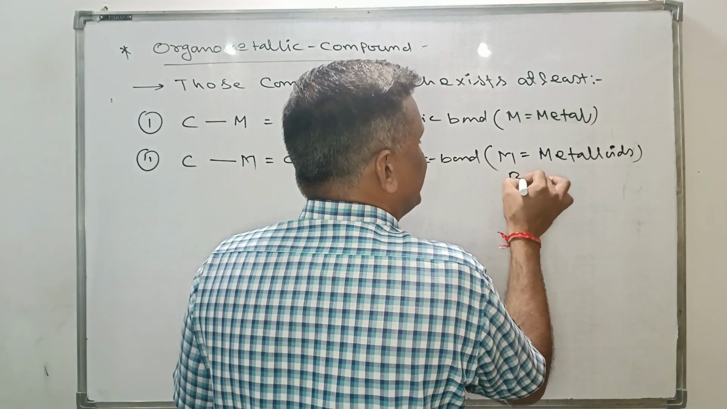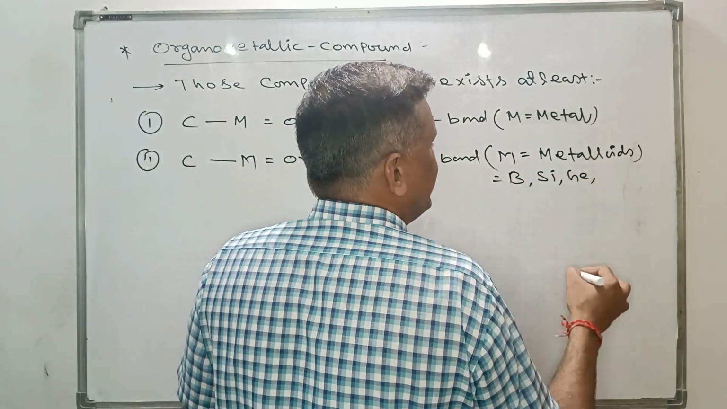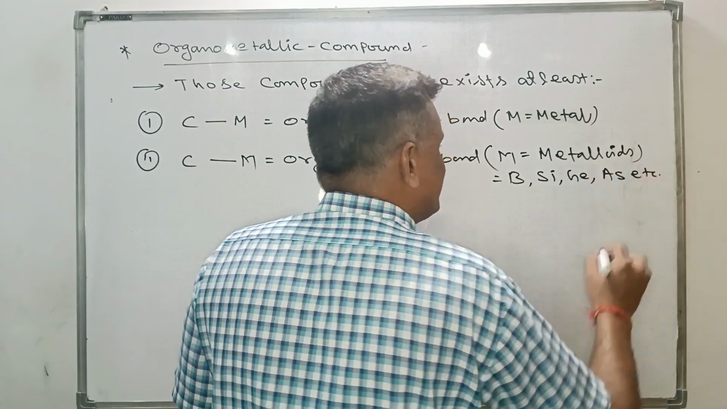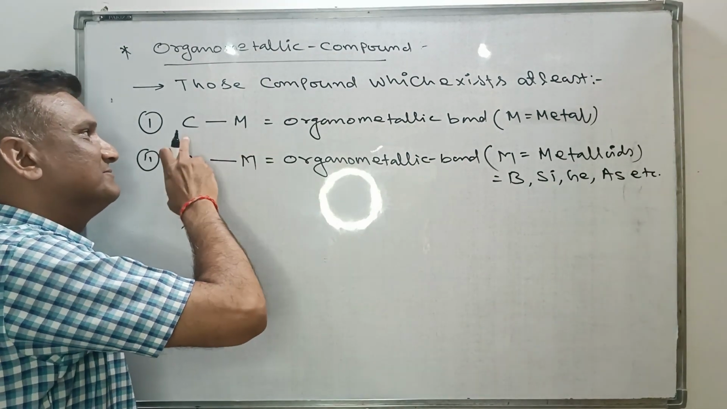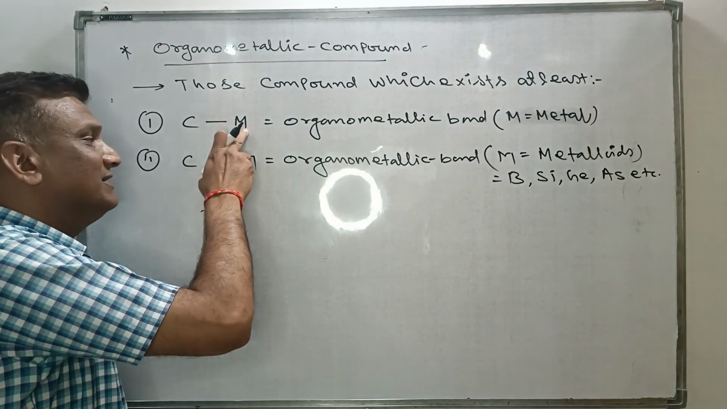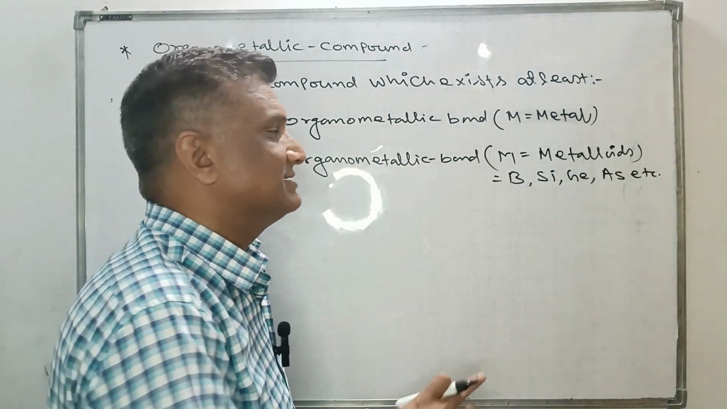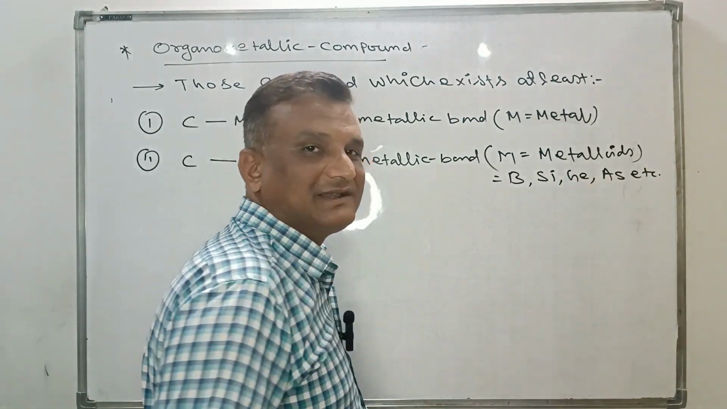As a metalloid, you can take boron, silicon, germanium, arsenic, etc. So those compounds which exist either just bond between carbon and metal or just bond between carbon and metalloids as a boron, silicon, germanium and arsenic.